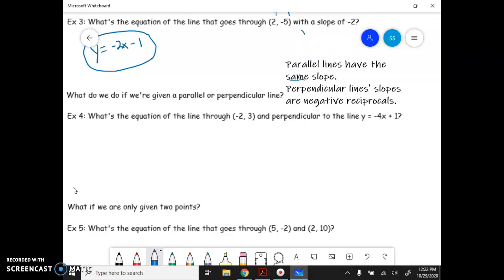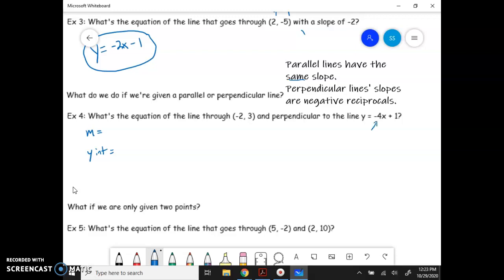Okay, so for example 4, we have: what is the equation of the line that passes through point (-2, 3) and is perpendicular to the line y equals -4x plus 1? So let's take a look here. One thing that's a little helpful is, for graphing an equation of a line, we need an m and we need a y-intercept. Okay, we need to find those. So let's first start with my slope.